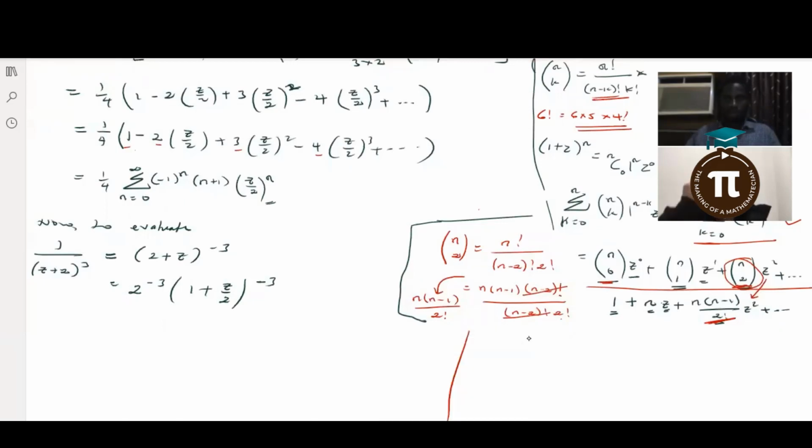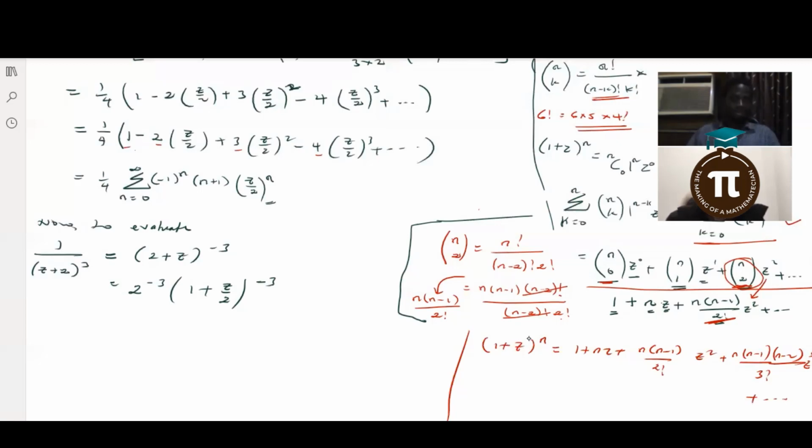So I have (1 + z)^n equal to 1 + nz + n(n - 1)/2! z^2 + n(n - 1)(n - 2)/3! z^3. You get my point? And it goes on like that.